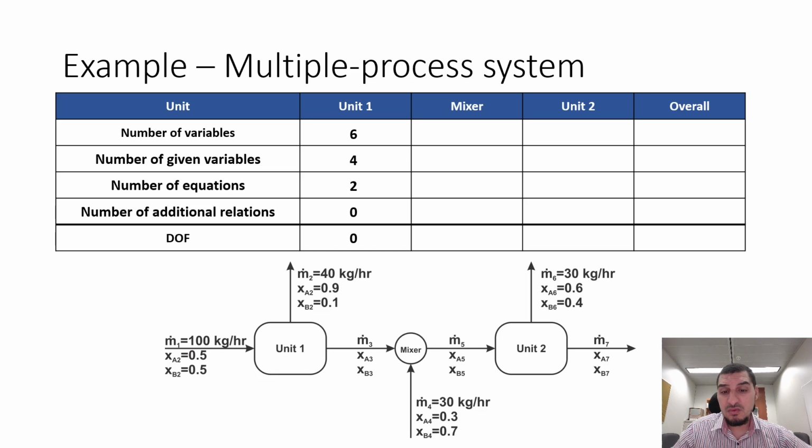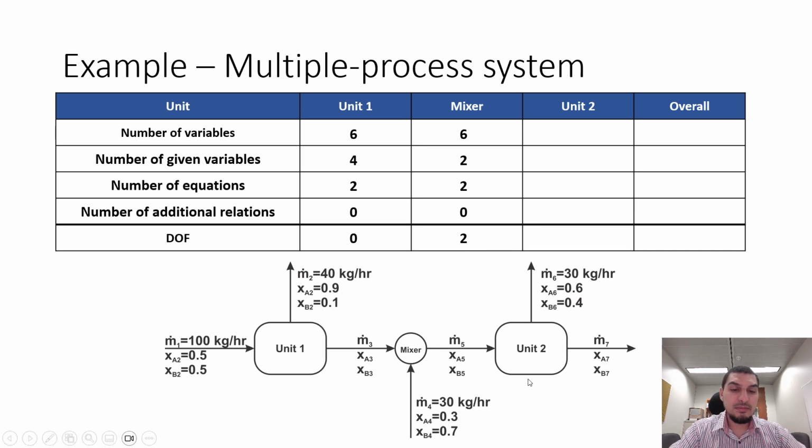Now for the mixer, streams 3, 4, and 5 are the streams that are of interest to us. How many variables do the streams contain? We have 2, 2, and 2, so we have 6 variables. The number of given variables is 2, just 2 of these 3 numbers are independent. And we have 2 equations, so it's 6 minus 2 minus 2 minus 0, because I don't have any additional relations. And finally, the degree of freedom is 2.